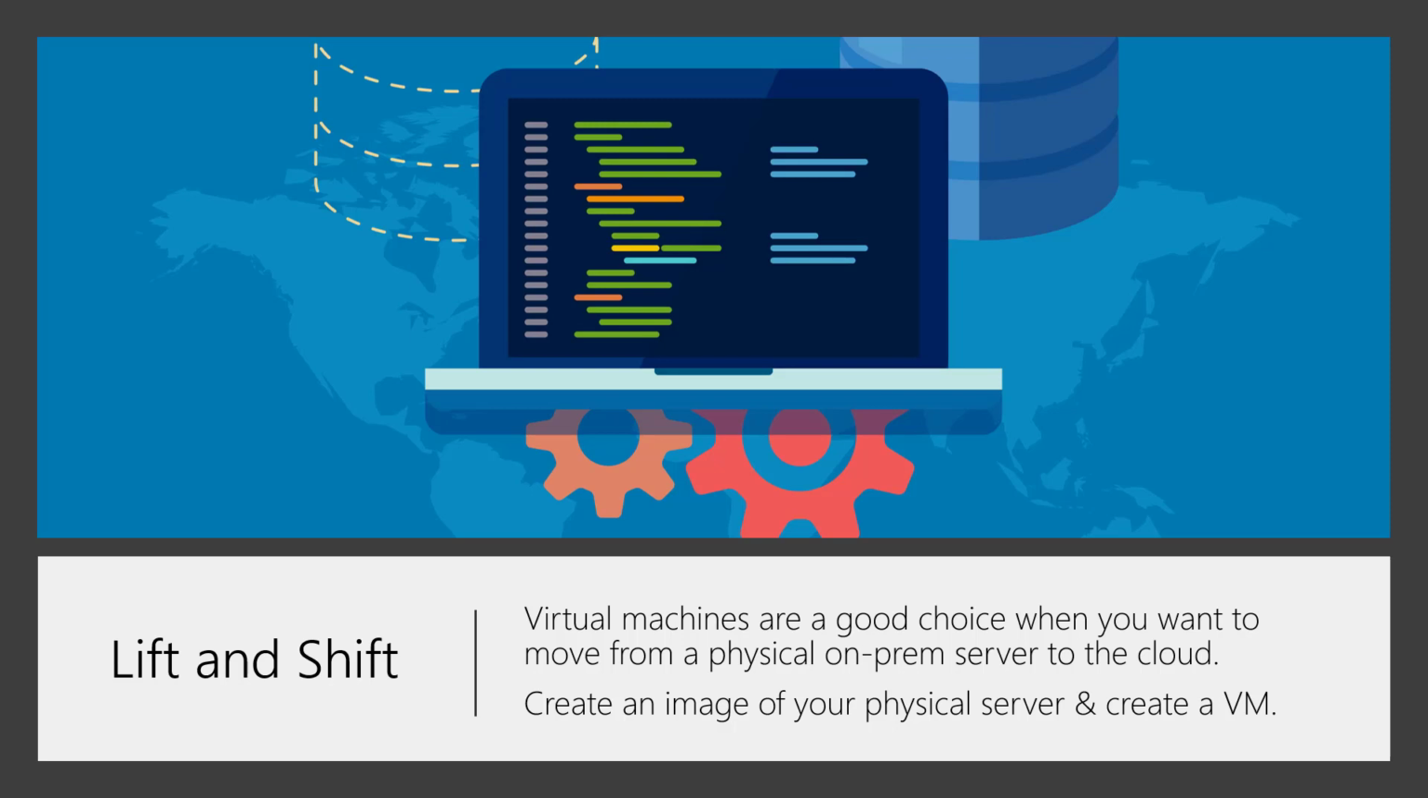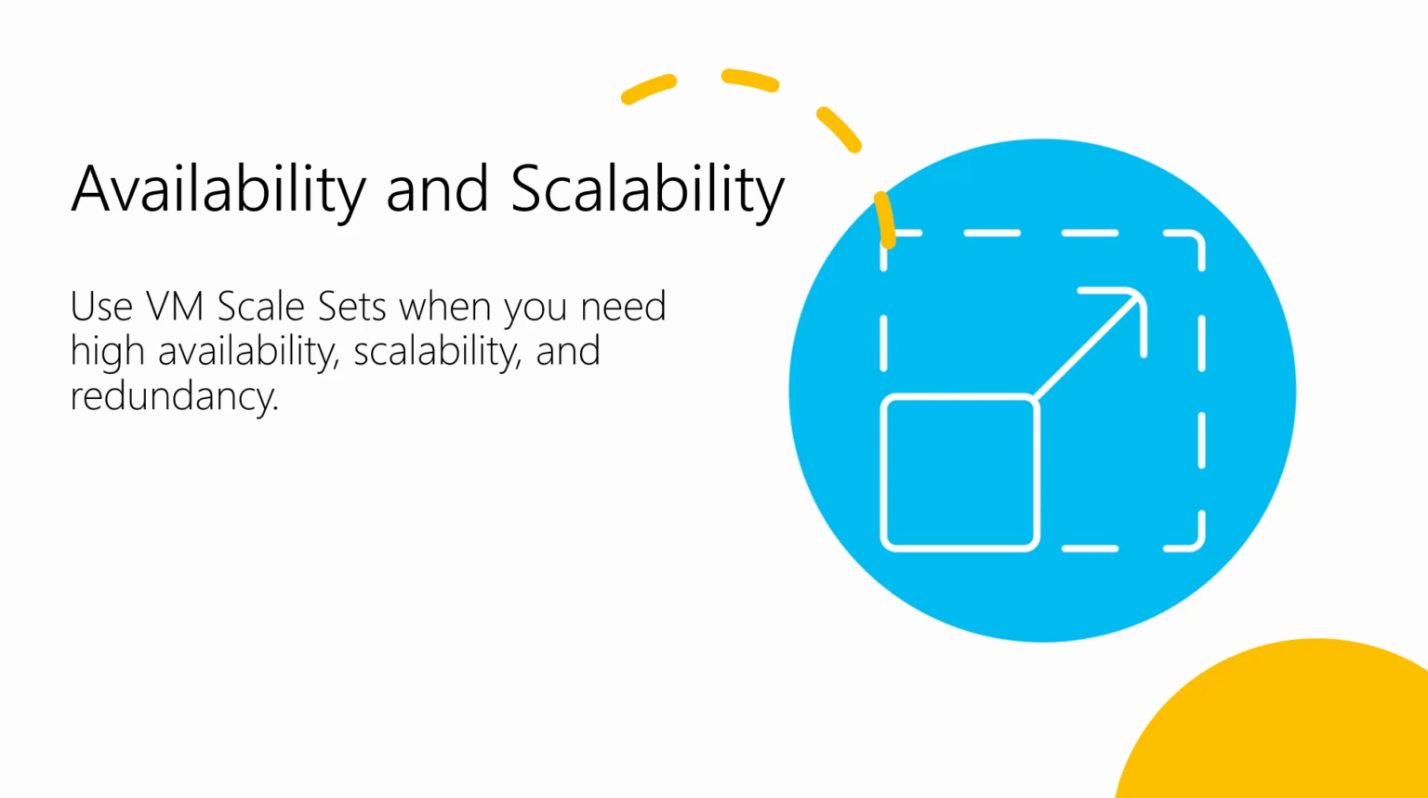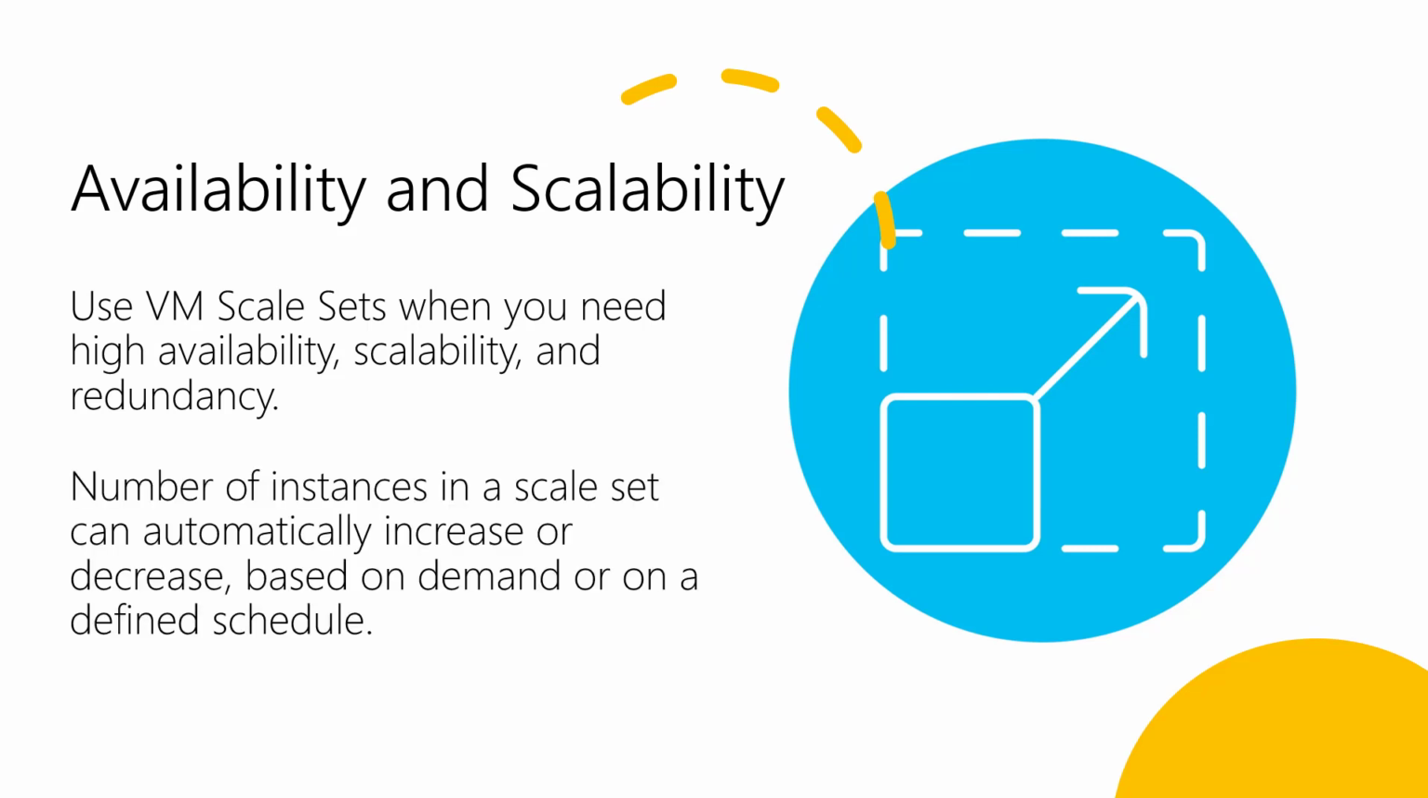Now, while you can often leverage single VMs for testing and dev, there will also be times when you need high availability, scalability, and redundancy. In these situations, VM scale sets are often a good choice, because the number of instances in the scale set can automatically increase or decrease based on demand, or even based on a defined schedule that you create. They allow you to run large-scale workloads in the cloud.